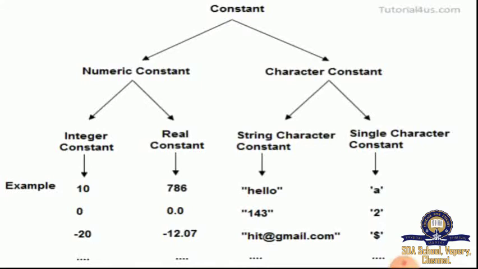Examples for integer constant can be 10, 0, minus 20. Examples for real constant can be 786, 0.0, minus 12.07. Example for single character constant can be single quotation with A, 2. Examples for string character constant can be "hello", "143", "hit@gmail.com", which start and end with double quotation, whereas single character constant starts and ends with single quotation marks.